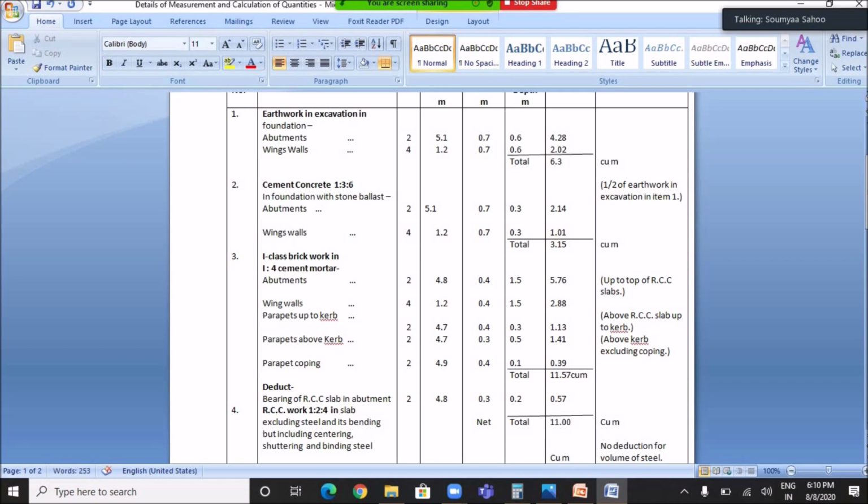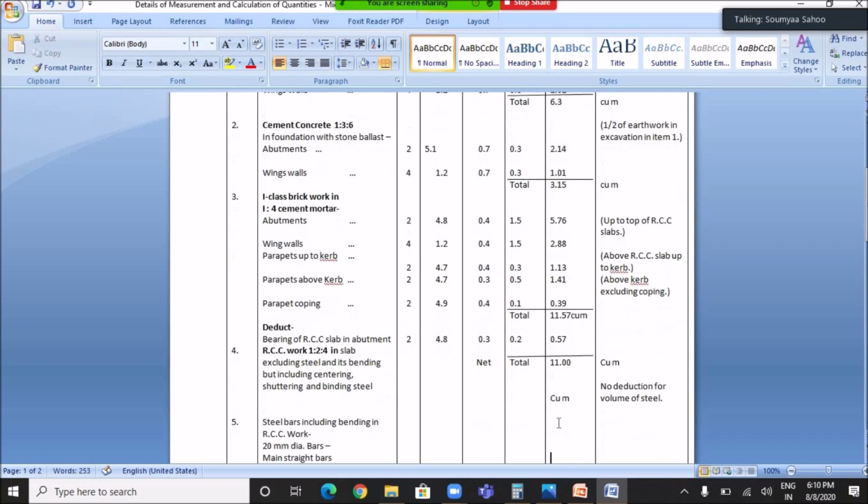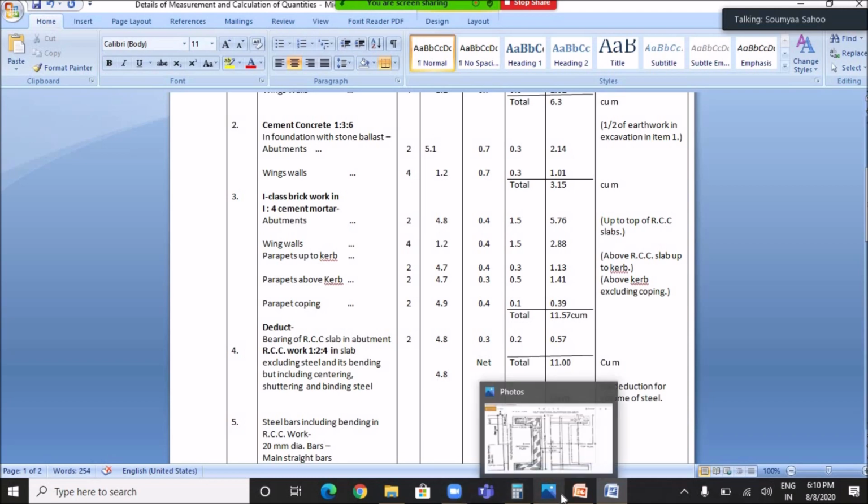11 cubic meter. And the next item is RCC work in 1:2:4 proportion in slab, excluding the steel and its bending, but it includes the centering, shuttering and binding steel. Okay, so in order to find out this quantity, we have to find out the length of the RCC slab. I have already shown you the length of the RCC slab, which is 4.8 meter, and we have to find out the width of the RCC slab.